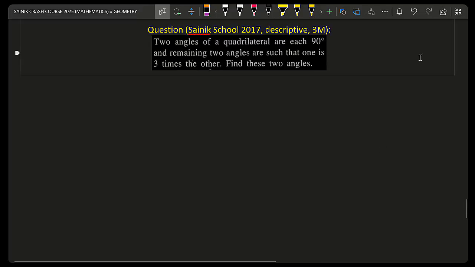Mayuk, read the question again. Two angles of a quadrilateral are each 90 degrees and the remaining two angles are such that one is three times the other. Okay, how can we solve this? Sir, one angle is 90 degrees. Okay, 90 degrees.